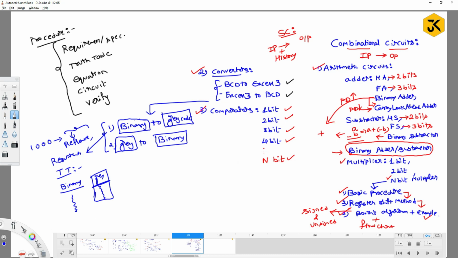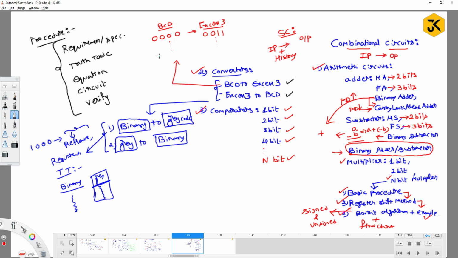Simple. Like if I take BCD to XS3, if I have a number like 4 zeros, is it a valid input in BCD? Yes, it is a valid input. In XS3, what is the respective output? It is 0011. Very good. So like this, you construct all the valid inputs with their respective valid outputs.